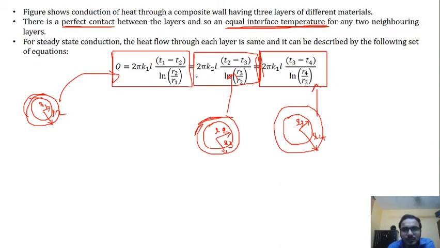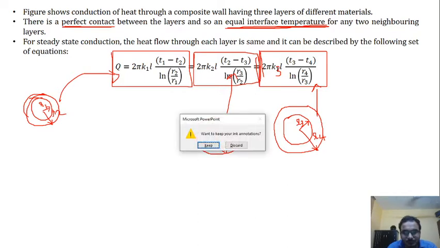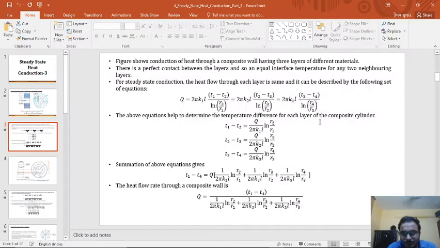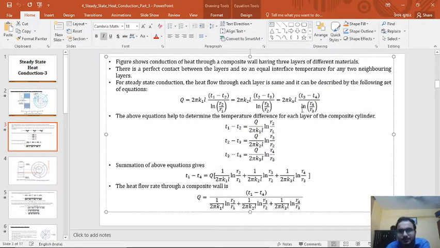And as you are aware, here the thermal conductivity of the three layers are different, K1, K2 and K3. Here there is a mistake, here it will be K3. So let me edit that part. This should be 3.